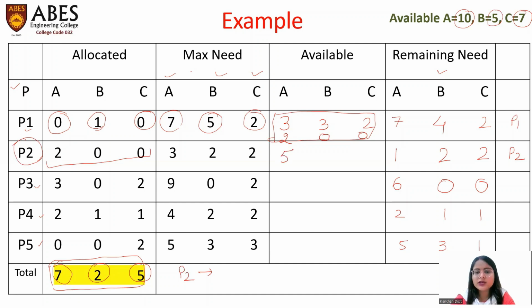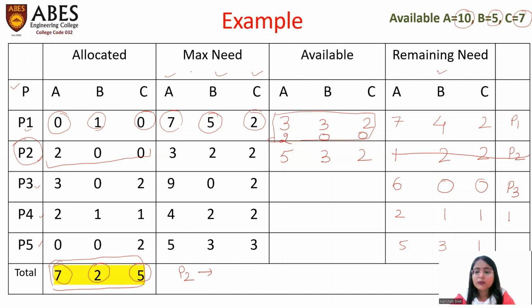Now I can see 5, 3 and 2. These will be the new available amount of the resources. Now I need to allocate these resources to the processes. P2 is already executed, so P2 will be out of the system. Now for P3, I will compare the remaining need to the available ones. These are again less than the remaining need. So for P3 I cannot allocate the resources.